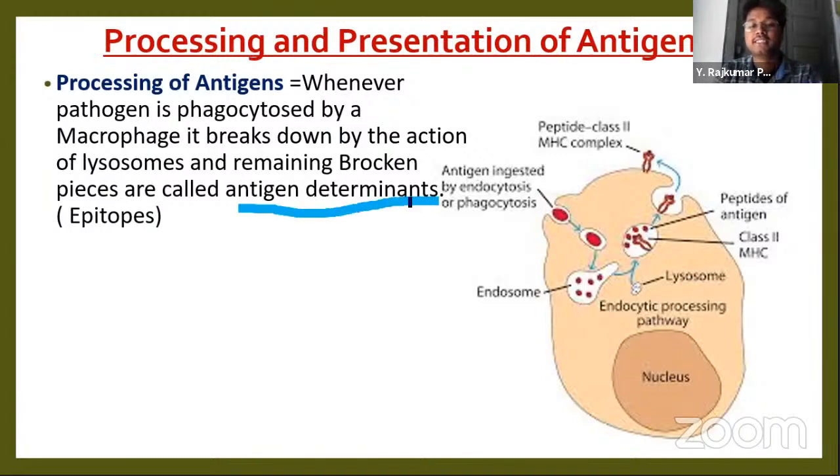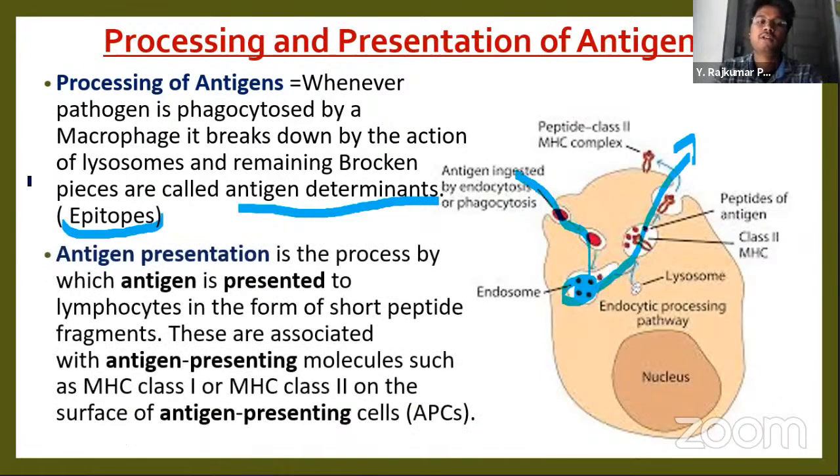These antigen determinants contain epitopes, which bind to the paratopes. Here in the diagram you can see a bacterium has entered and is destroyed, and the particles are sent outside. Then what is meant by presentation of antigen? Just now I told you about the processing of antigens, meaning destruction of the antigens. Now presentation is most important, because those antigens become the signaling molecules to the WBCs for the production of antibodies against that particular pathogen. Antigen presentation is the process by which antigen is presented to the lymphocytes in the form of short peptide fragments.